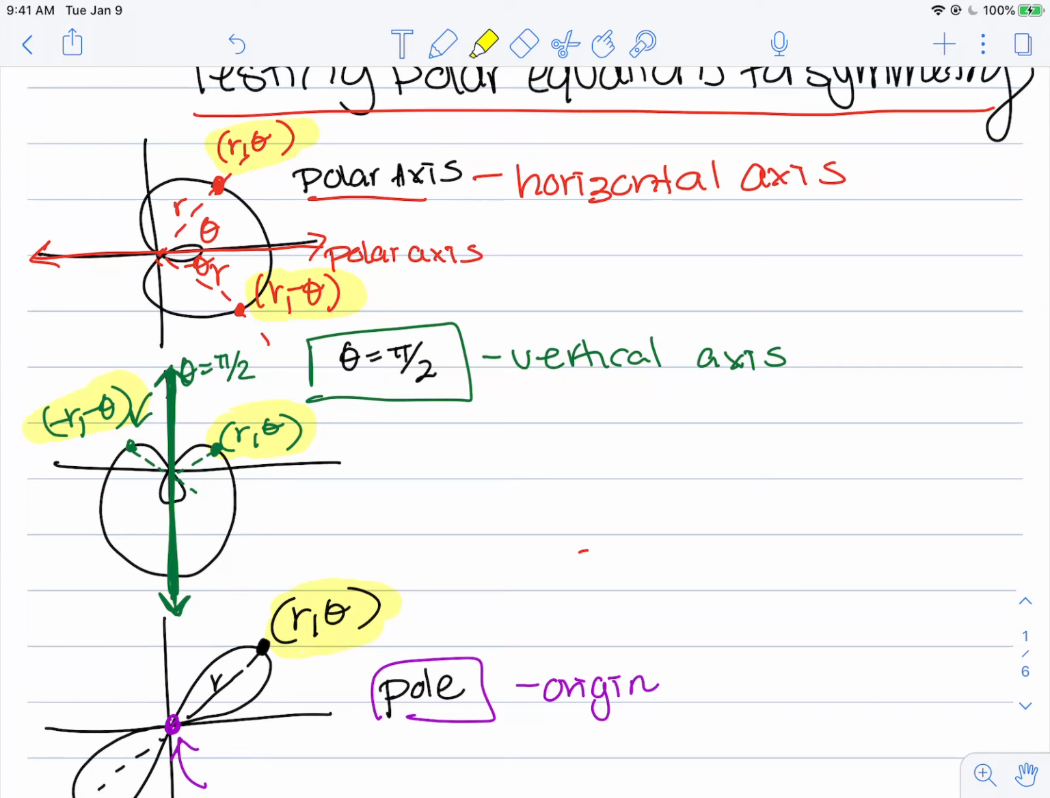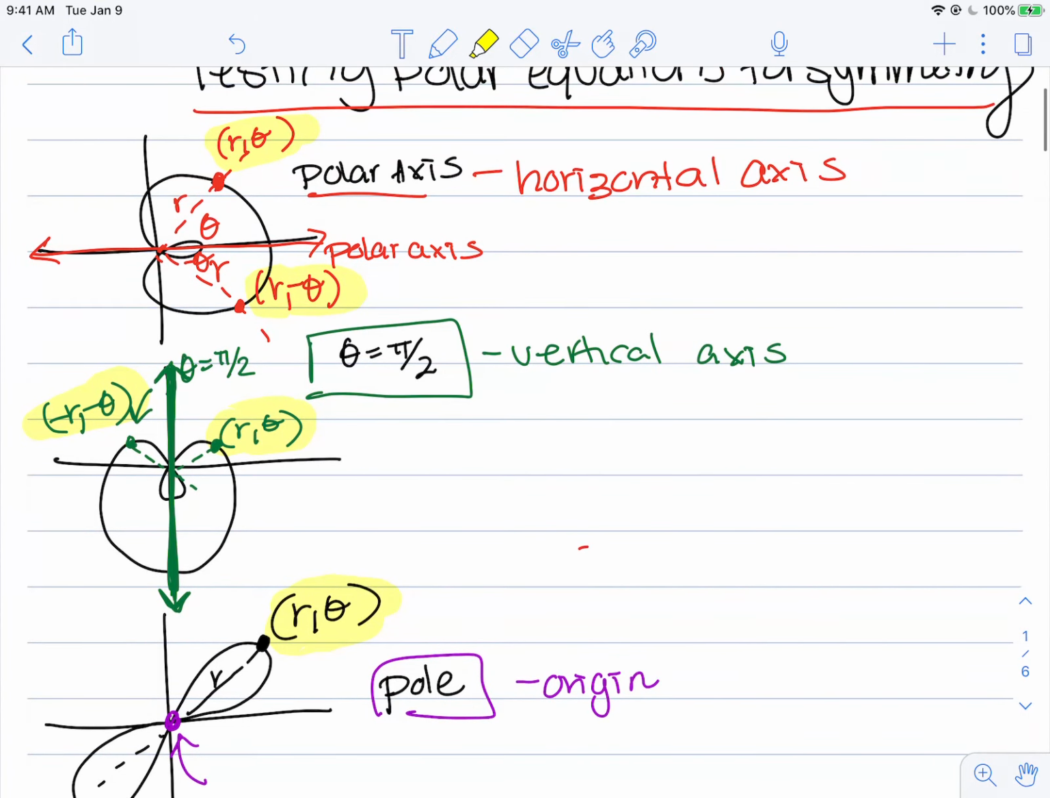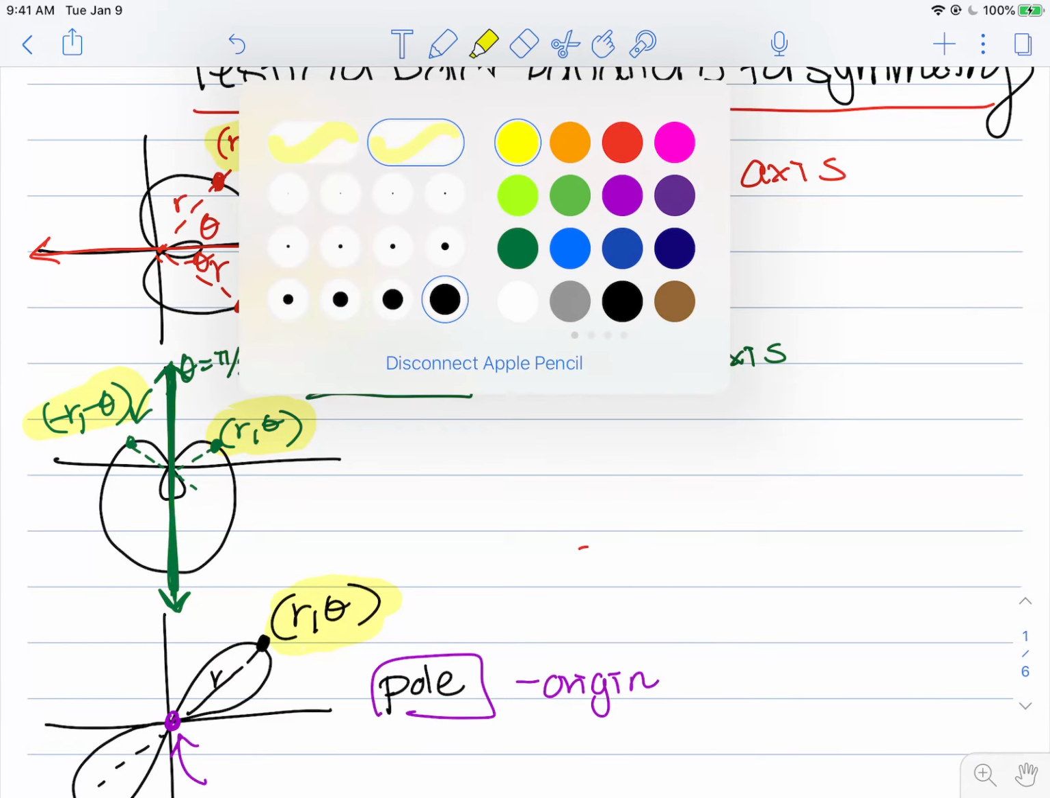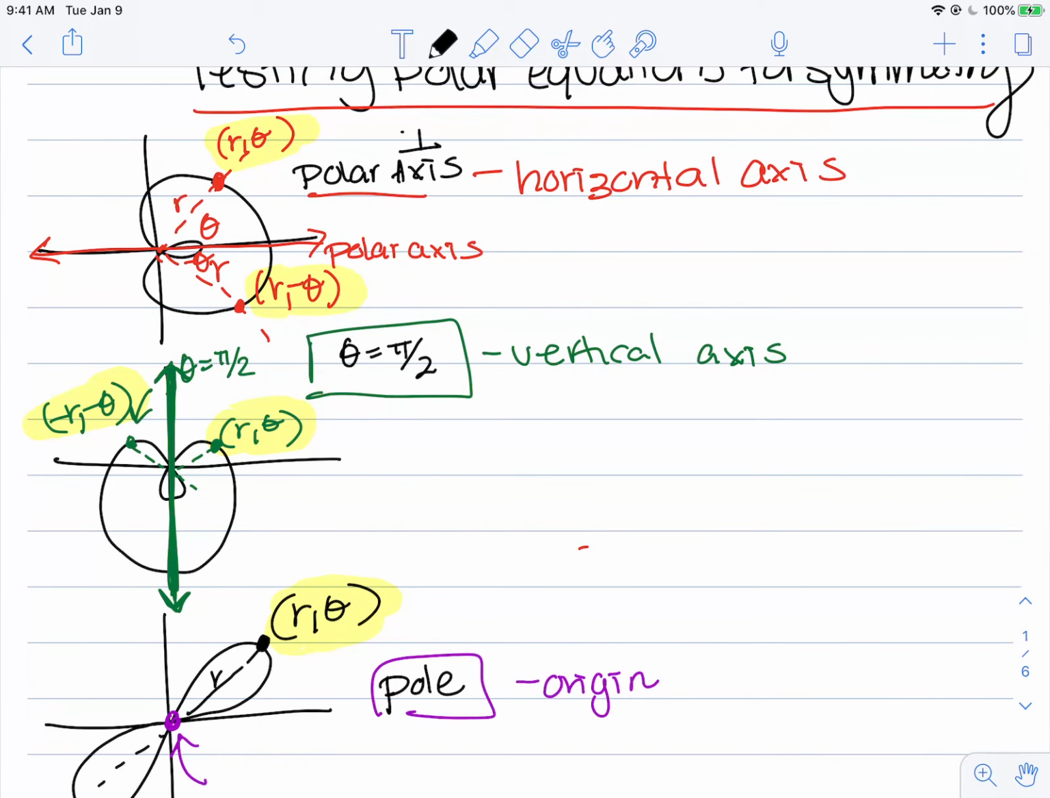Okay, so how to prove these? You can't just say, oh, but look, I graphed it. You can see it. That's a proof. Not quite. We're going to have to do a few things. We're going to have to do 3 tests. The first test will test for polar axis symmetry. The second test will test for symmetry with respect to the line theta equals pi over 2. And the third test will test for symmetry with respect to the pole. So let's look at these tests.